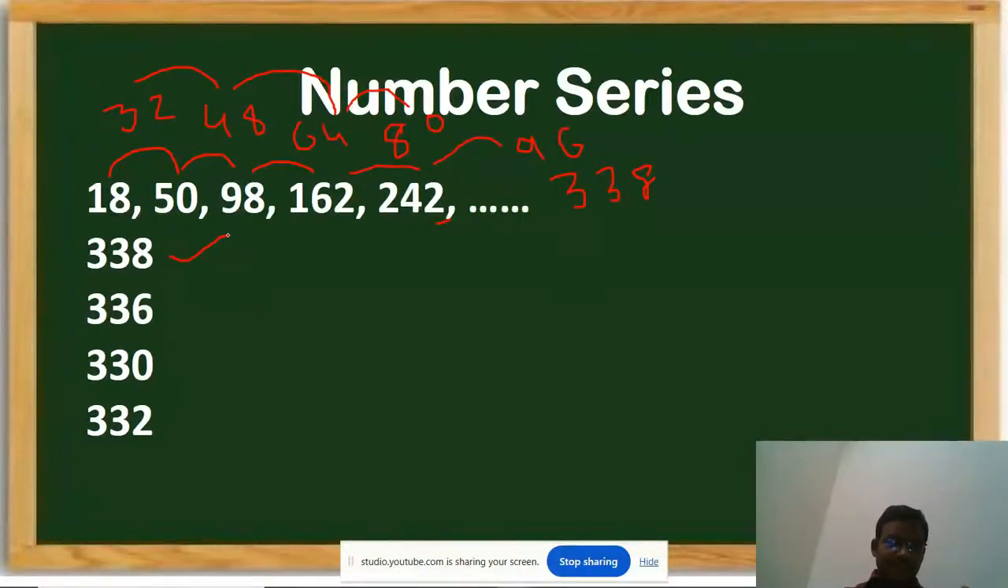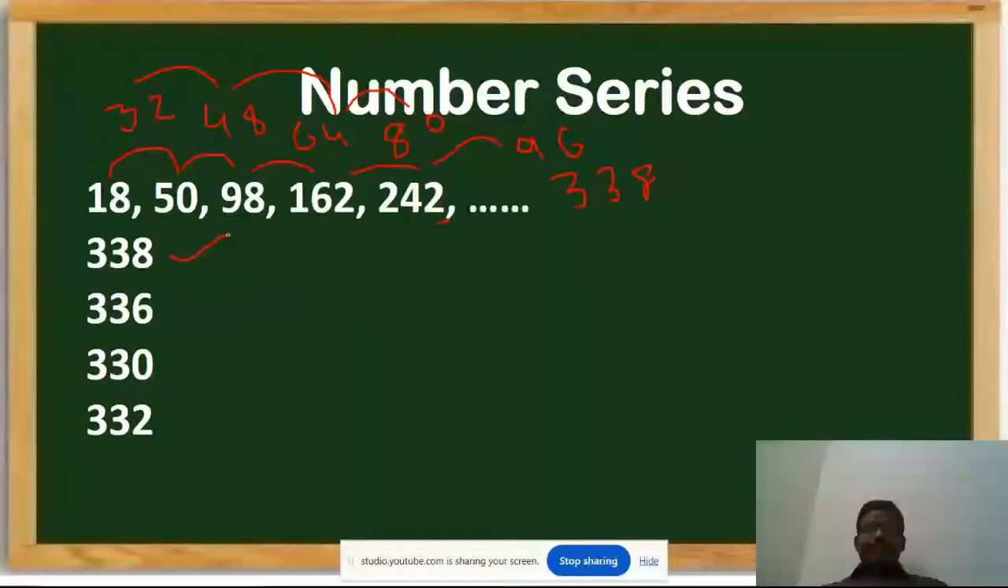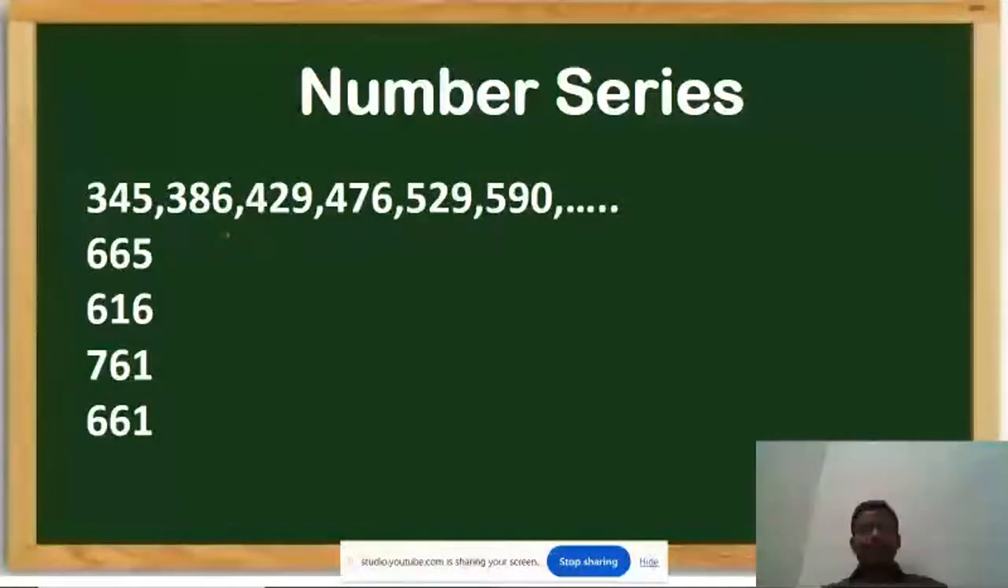Good. Clear? Next one: 345, 386, 429, 476, 529, 590.